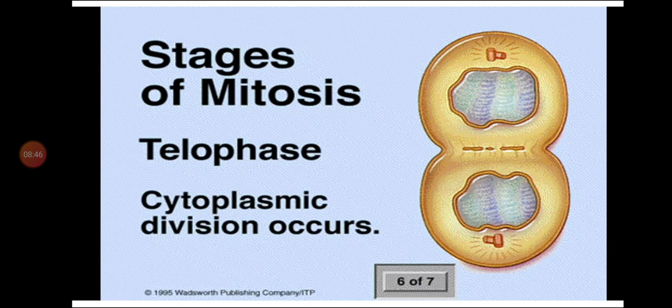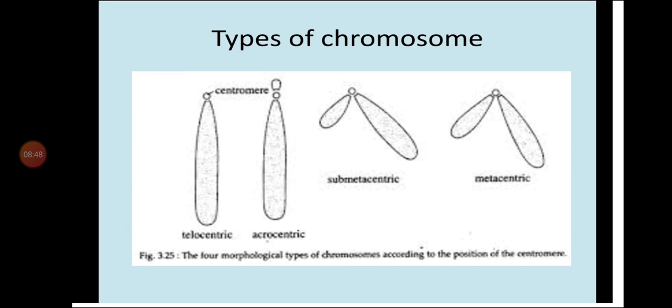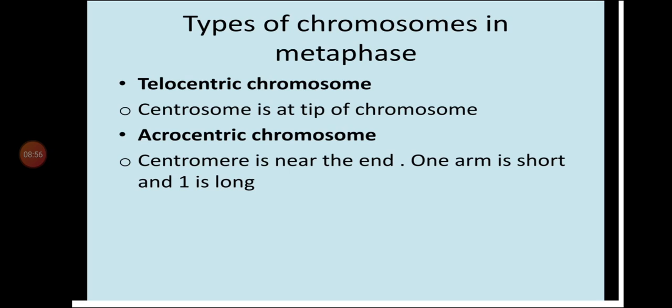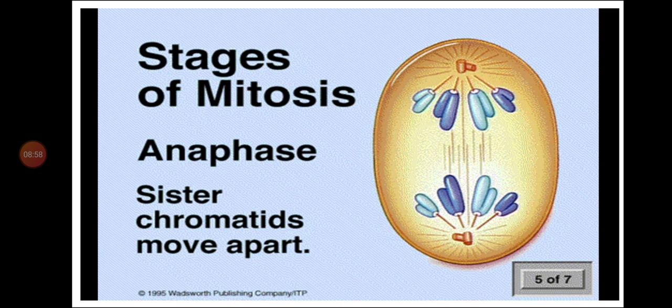Today we have studied these three stages of mitosis, that is metaphase, where chromosomes come in the middle, and the next phase was anaphase. What happens in anaphase is the centromeres are divided, chromosomes are separated, and they move to the opposite poles with the help of the spindle fibers. Sister chromatids are moving apart from each other.